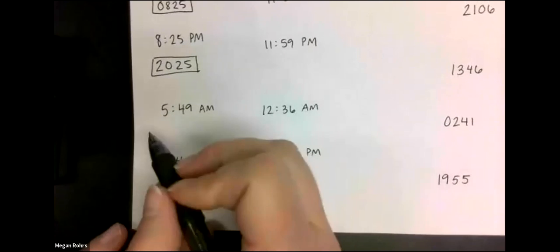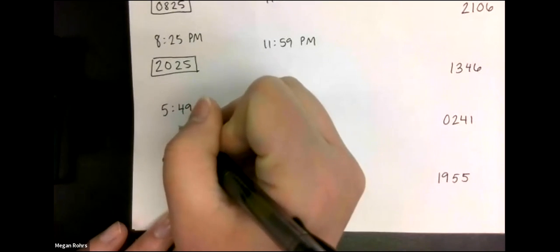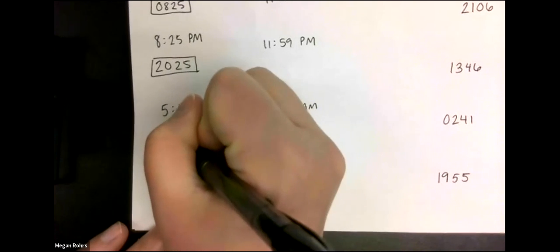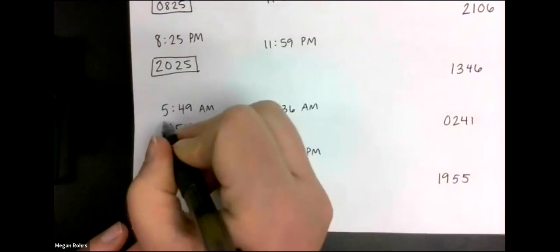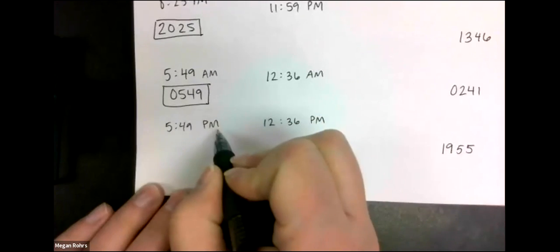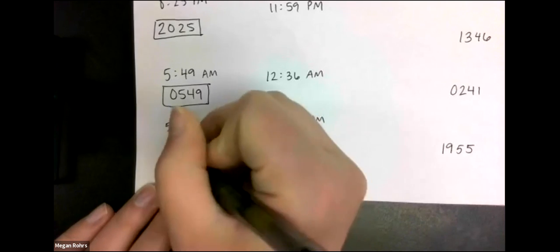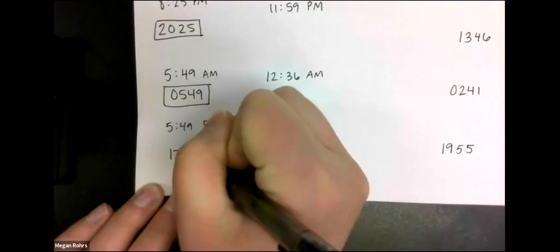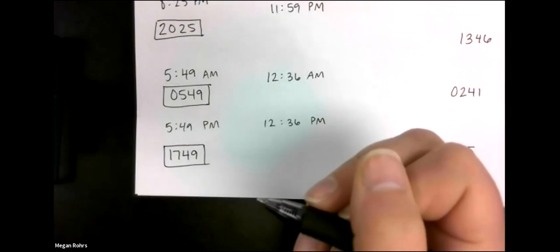Same thing here, 5:49. This is a.m. after 1 a.m. So it's going to look the same. 05:49. This is after 1 p.m., so we're going to add 12 to the hour. 5 plus 12 is 17. And keep the same minutes there.